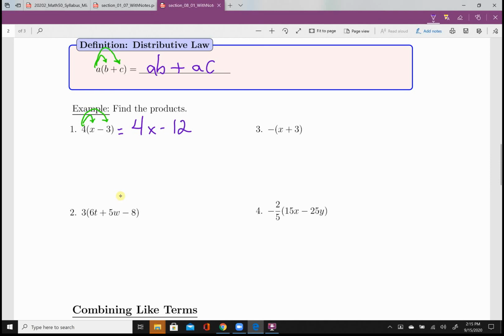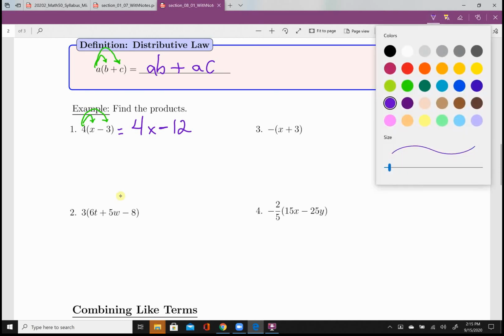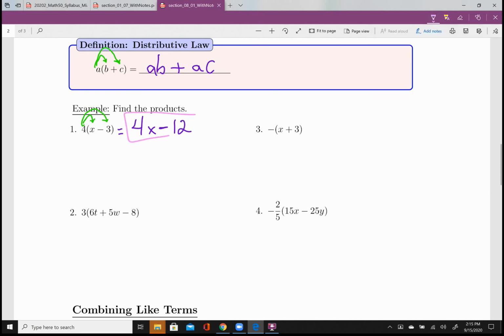And so that's how I'm getting the 12. The negative sign or subtraction right there just kind of comes along for the ride. Now, can we subtract a 12 from 4x? No, we cannot, because they are not like terms. So let's go ahead and just box that up as our final answer in the product there.